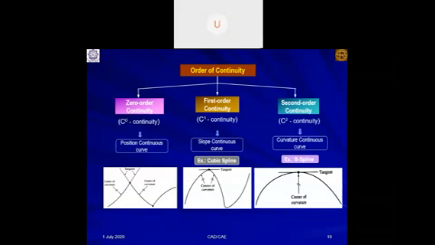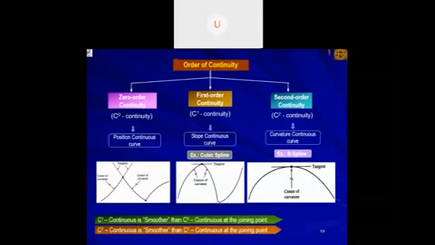Now from these three figures, if you compare, you can easily say a C1 continuous curve is smoother than a C0 continuous curve at a joining point, and a C2 continuous curve is smoother than a C1 continuous curve at the joining point. So you can conclude a C2 continuous curve is much smoother than both the C0 and the C1 continuous curves. Depending on how much smoothness you need in your design of a composite curve, you select either the first order or second order continuity curve. Zero order continuity curve is not that useful with respect to machine design.